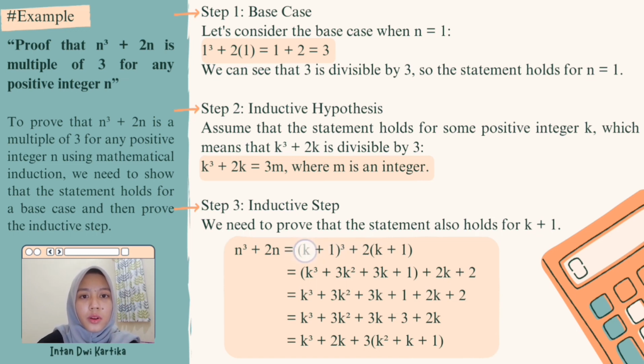Now, (k plus 1) to the power of 3 we can write as k to the power of 3 plus 3k squared plus 3k plus 1. And 2 times (k plus 1) we can write as 2k plus 2. Yeah, this is by the distribution property. And then 1 plus 2 is 3. Okay, this we can write as k to the power of 3 plus 2k, plus 3 times (k squared plus k plus 1). This we get by using the distribution property.